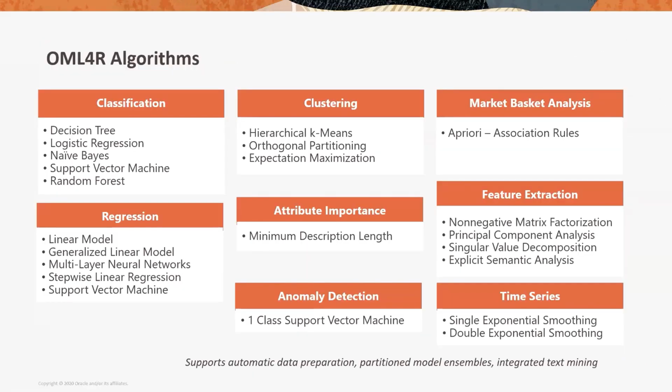Here's a set of algorithms supported in OML4R 1.5.1. Note that users can also take advantage of automatic data preparation, partitioned model ensembles, and integrated text mining, where you can identify a column as text, and the tokens will be extracted automatically and combined with the structured content. And through embedded R execution, users can augment functionality and algorithms using open source R packages, taking advantage of running user-defined R functions in a data parallel and task parallel manner if desired.